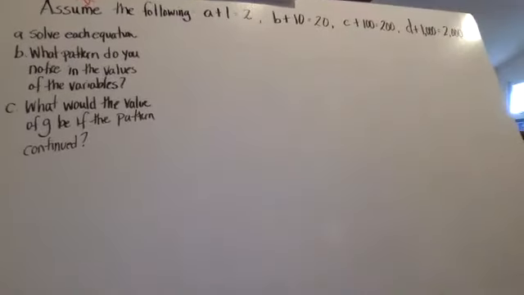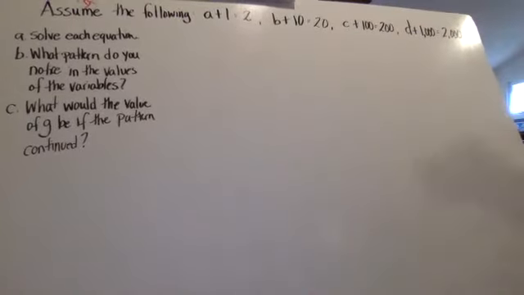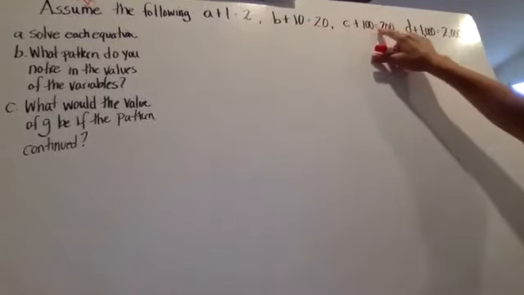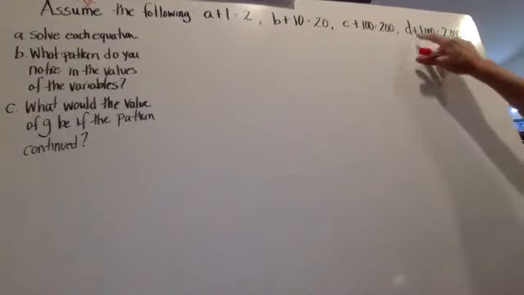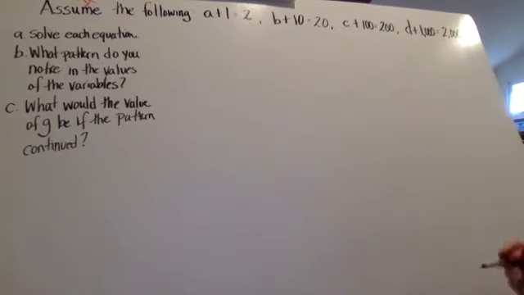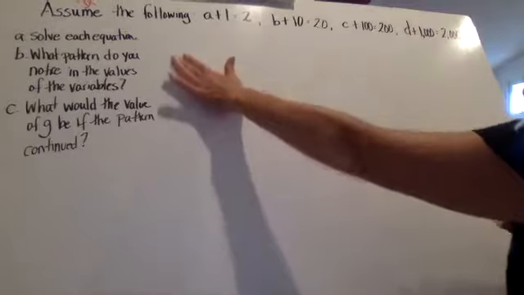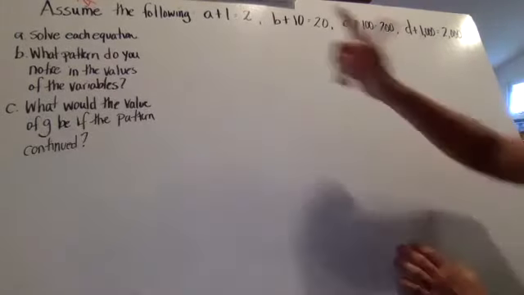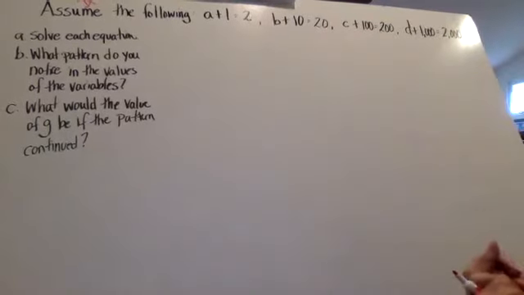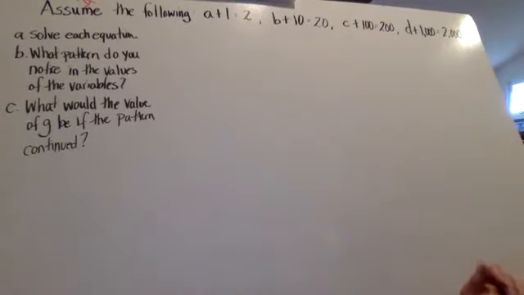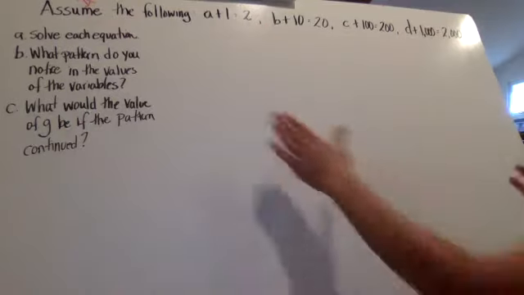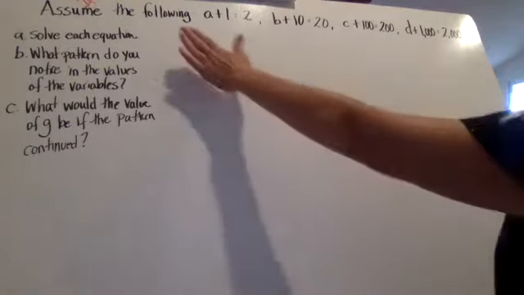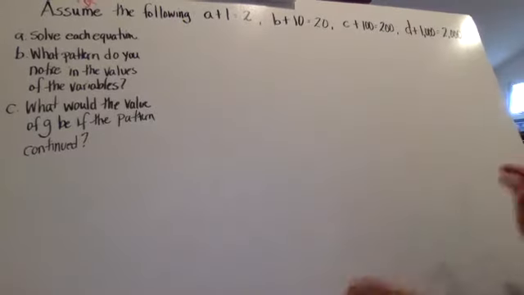So let's just take a look. Assume the following. A plus 1 is 2. B plus 10 is 20. C plus 100 is 200. D plus 1,000 is 2,000. We're asked to solve each equation, so we have 4 equations to solve. Then we're going to be asked to look at the patterns of the variables, and then to look for the value of G. So the problem sort of helped us with our thinking with this ABC.